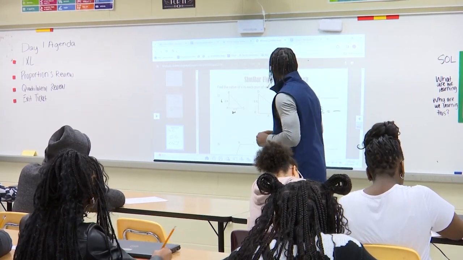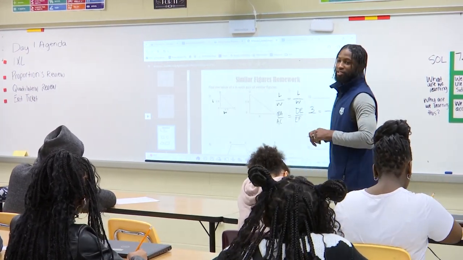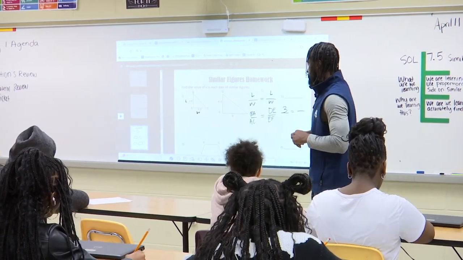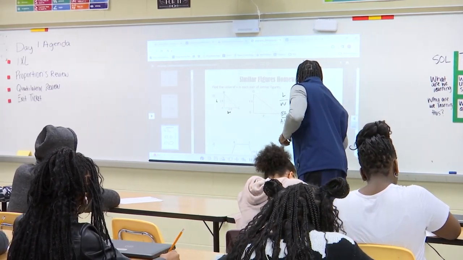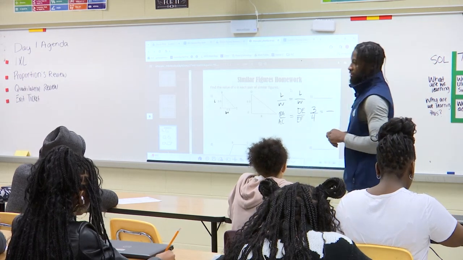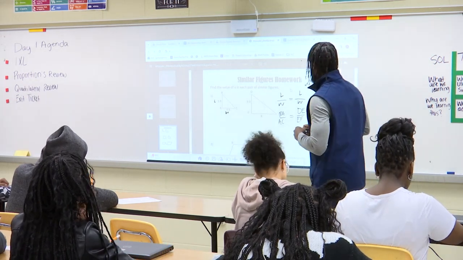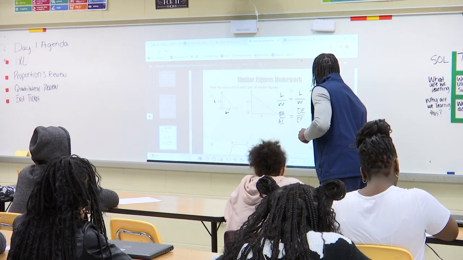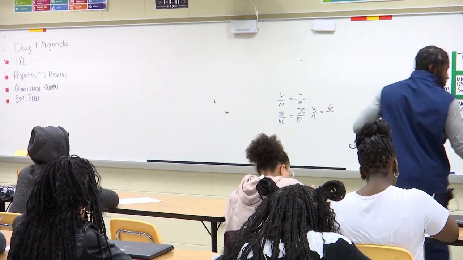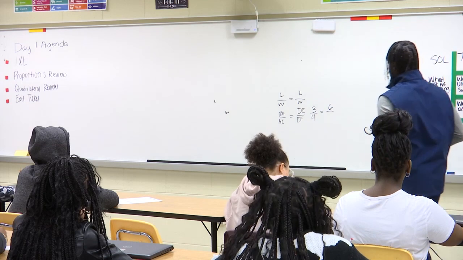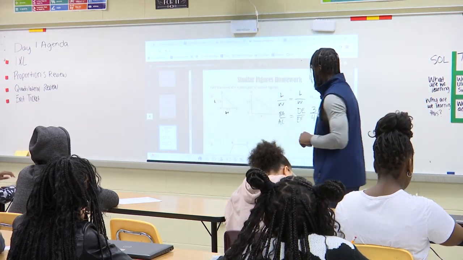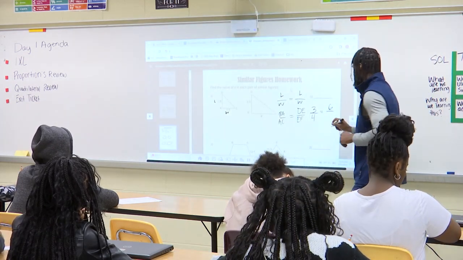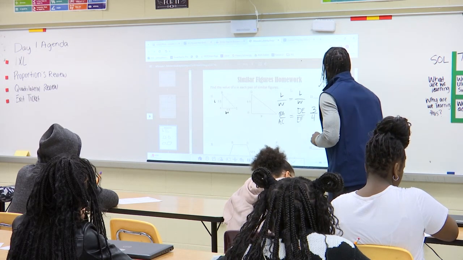Three. All right. Iker, what am I putting for AC? Four. Good. Who else? Taylor, what am I putting for DE? Six. Six. All right. Excuse me, 1 second. And then Anaya, what am I going to put for EF? X. X. All right.